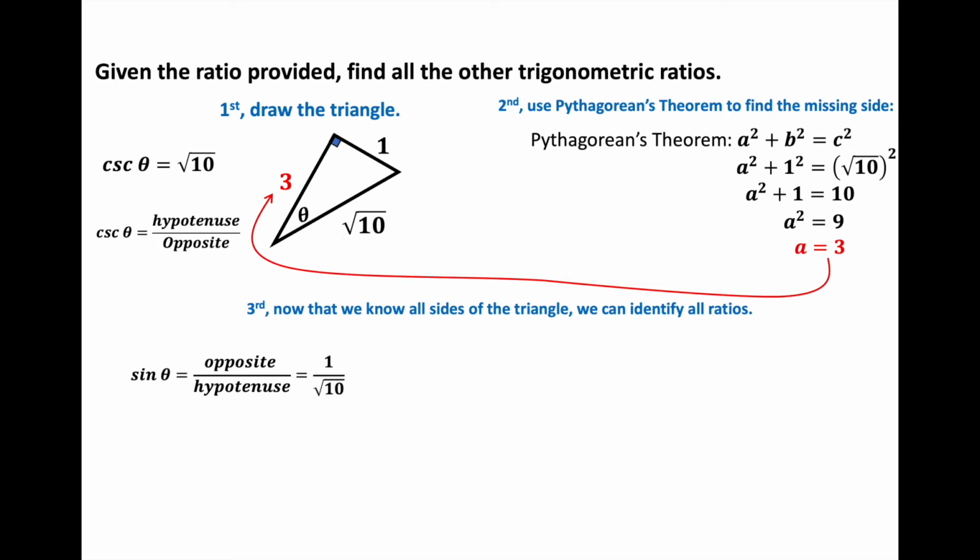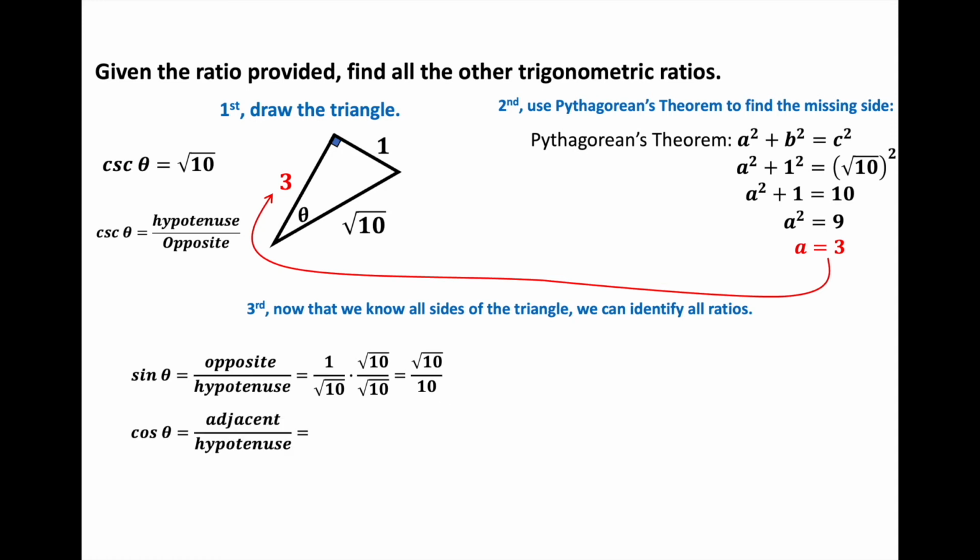This is all great, but we can't have a radical on the bottom. We have to rationalize the denominator. This is an irrational number, and we need to make it a rational one. The way we do that is we multiply top and bottom by the square root of 10. In doing so, we haven't changed the value, because the square root of 10 divided by square root of 10 is just 1, and when we multiply something by 1, we're not changing the value at all. 1 times the square root of 10 is just the square root of 10. On the bottom, square root of 10 times square root of 10 is square root of 100, which is 10. So my sine is square root of 10 over 10.